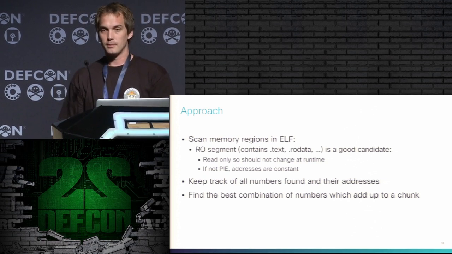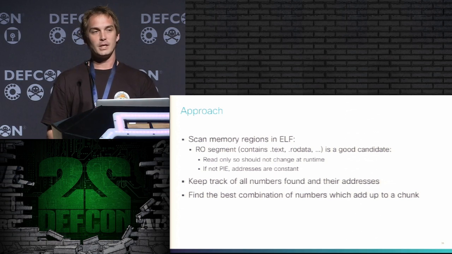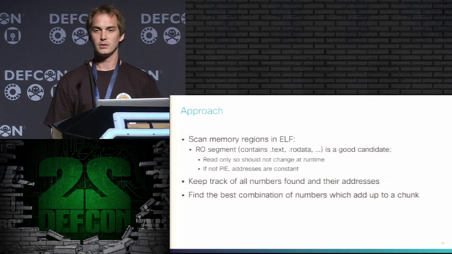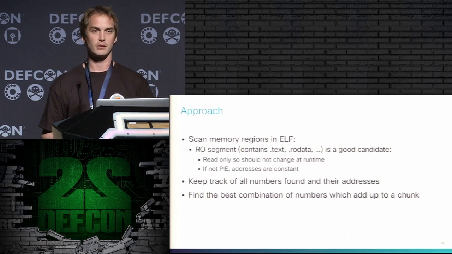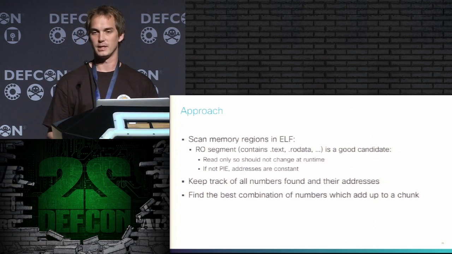So the approach was, my idea was that if I can basically scan memory for numbers, and if I can find a way to add them together to end up at that chunk value, then I'm fine, right? By definition, memory has a crazy number of numbers in there. If you look at individual numbers, it's got heaps of them in there.